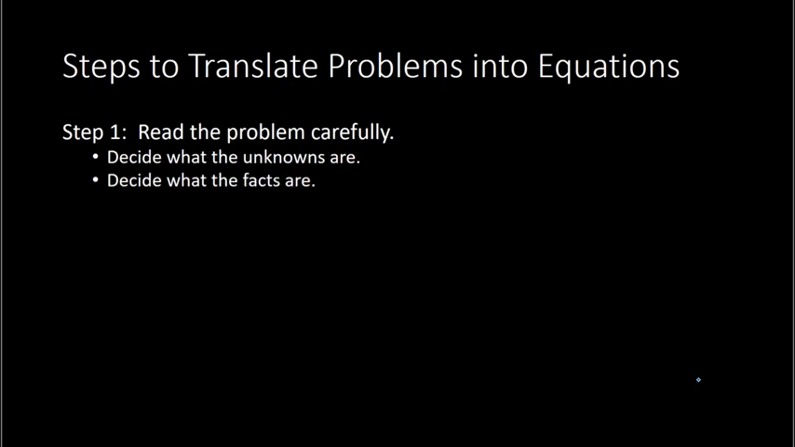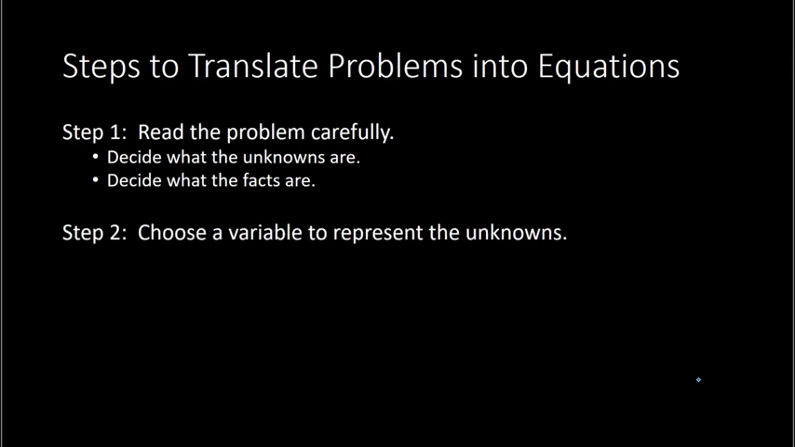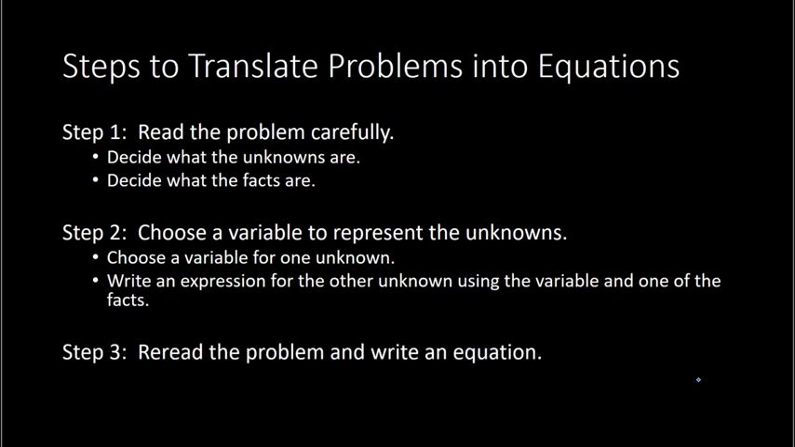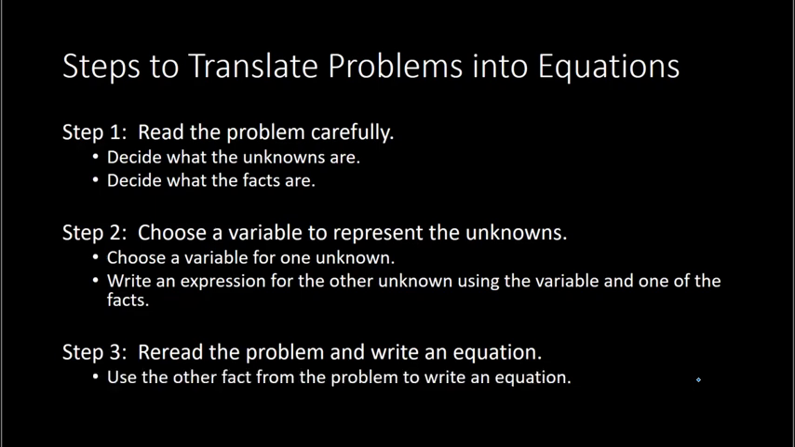When you read, try to decide what the unknowns are and decide what the facts are. Once you have that, then step 2, you can choose a variable to represent the unknowns. So you can choose a variable for one unknown and then write an expression for the other unknown using the variable and one of the facts. And then step 3 is to reread the problem and then write the equation. And you can use the other fact from the problem to write the equation.